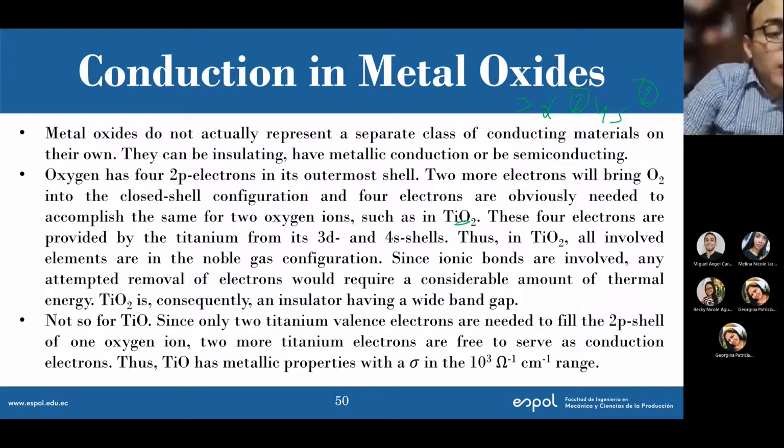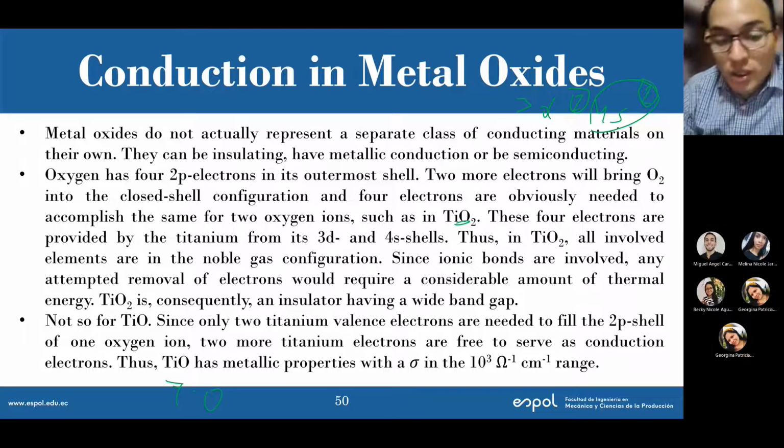That's why we saw, remember, that titanium dioxide is an insulator. But remember, we saw the case for titanium monoxide. What happens there? Well, I'm only using the two electrons from the 4s2, and the other 2 are free. So I have 2 titanium electrons that are free to serve as conduction electrons. And that's why titanium monoxide has actually metallic properties, or we can say it is a conductor. Well, a poor conductor, but it is a conductor. It can actually get up to 10 to the 3, 1 over ohm per centimeter. So it's quite a good number, considering it's a ceramic.